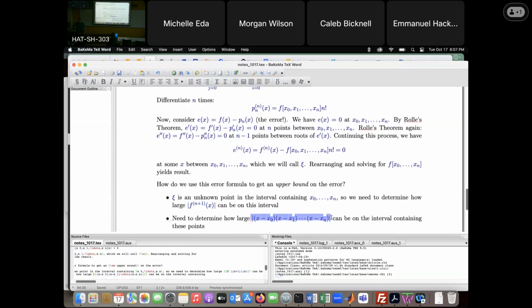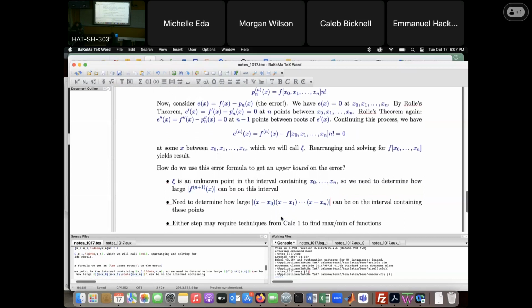Then we have this other part of the error formula, the product of all these linear factors. How large can that be? In some cases, that can be determined analytically. It's really both cases. You're going back to Cal 1. There's a lot of Cal 1 in this class. Things we all forget: how to find a max or min of a function on an interval plays a role in both of these steps.